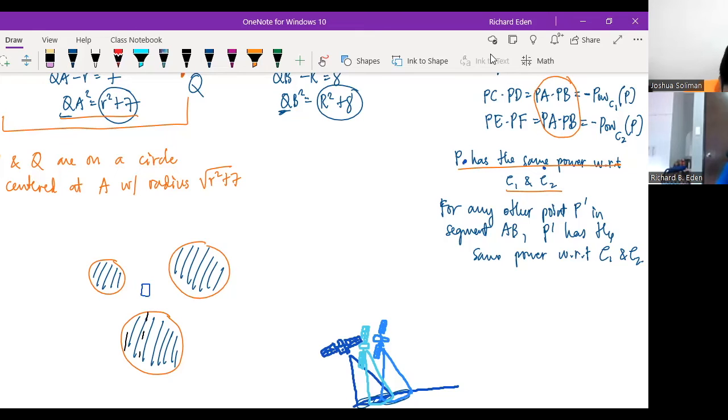Here are the scopes, and this is the car. Now, if the car is not there, say this point is outside the circles, off-road, this point should have a specific power relative to all 3 circles.